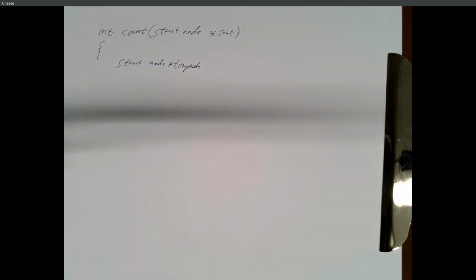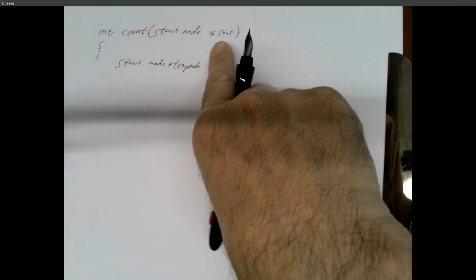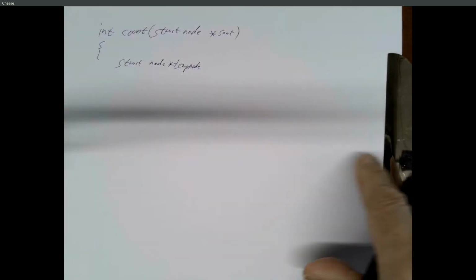I'll call it temp node. I could malloc. I could call malloc size of struct node and set temp node equal to that. And if I want to create a new node, that's exactly the right thing to do. But we have a list already in memory. We're being told where the sentinel of that list is. And really what we want to do is follow the list from node to node, starting at the sentinel, add up the data fields that we find, and then return that number. Nothing in that requires us to create a new node.